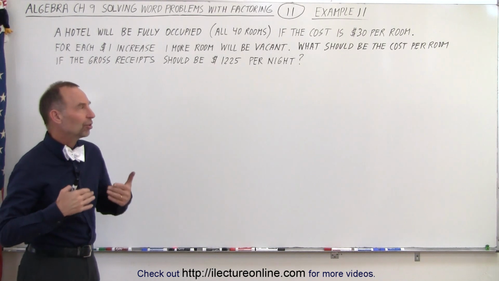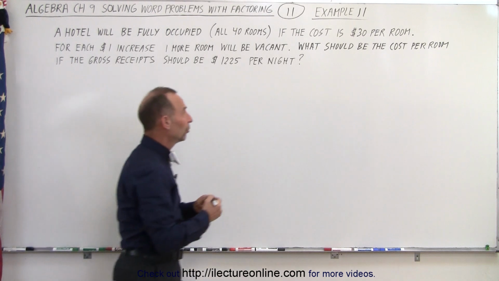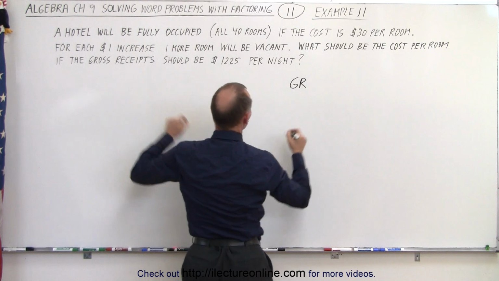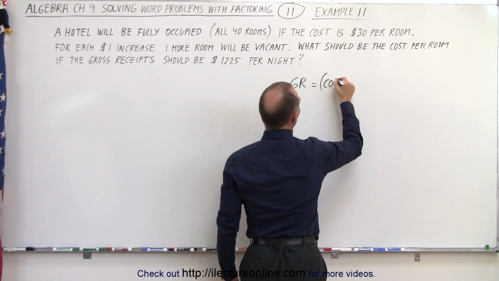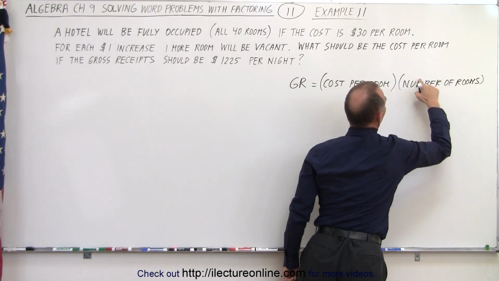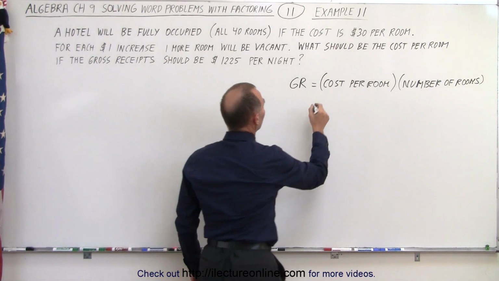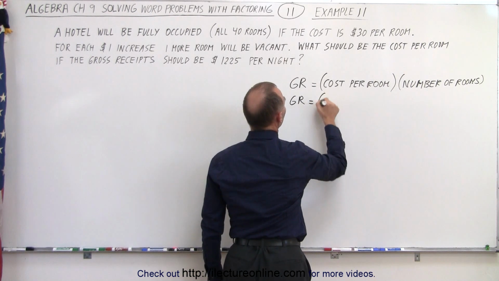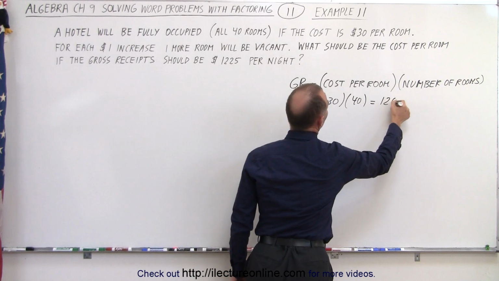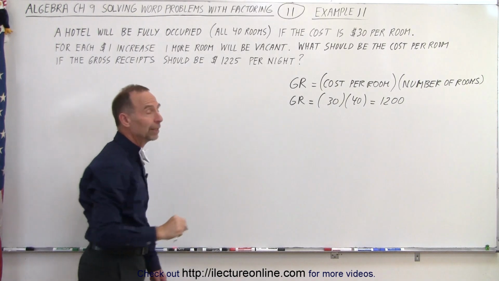Without any change in the price, we have 40 rooms, all occupied, at $30 per room, so the gross receipts, GR, is equal to the cost per room times the number of rooms. If nothing changes, the gross receipts will be $30 times 40 rooms, which is $1,200. But we want to increase that. We now want to get $1,225 per night.